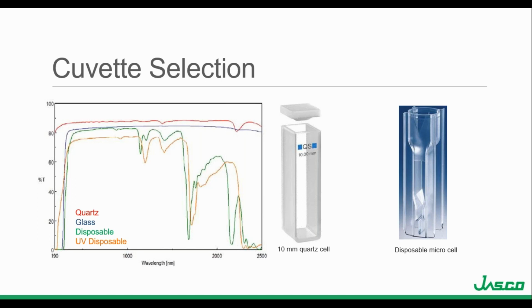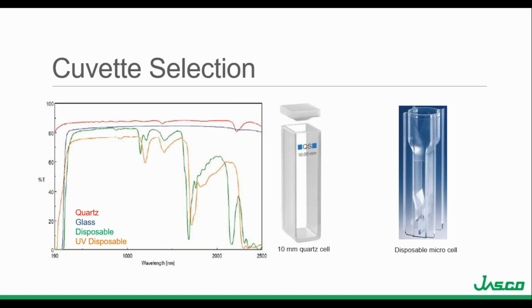When choosing the proper cuvette to use for your application, you need to consider the material of the cuvette and then the volume of the sample you need. So the figure on the left shows the transparency of different cuvette materials. For samples that absorb below 200 nanometers, you will need a quartz cuvette or UV disposable cuvette that transmits light in the UV. For near-infrared measurements, glass or quartz cells are going to be your only option.